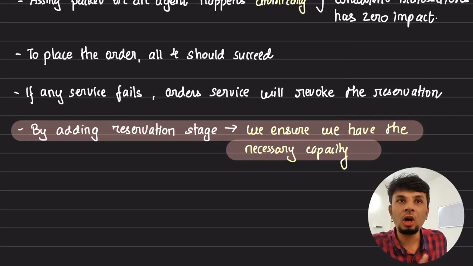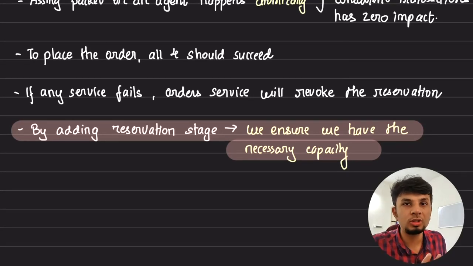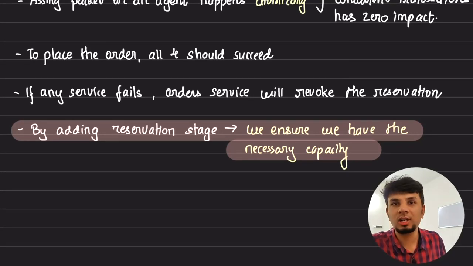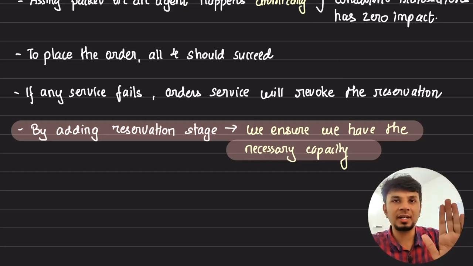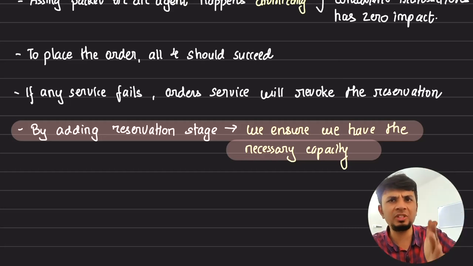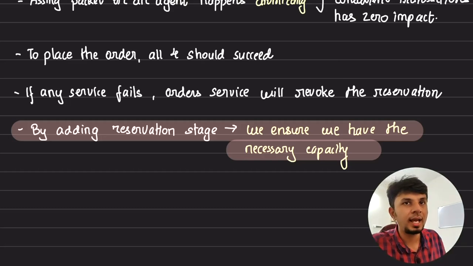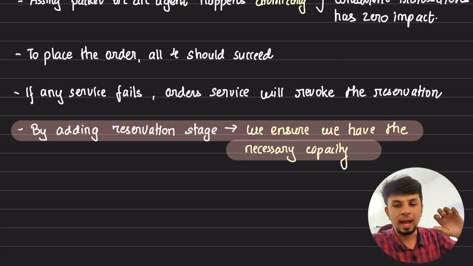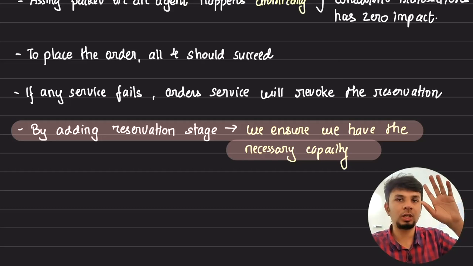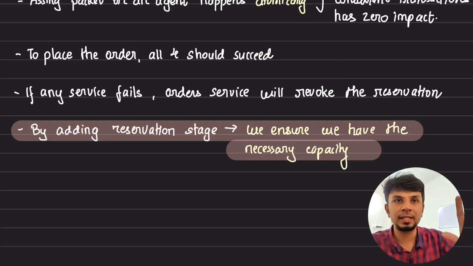To place the order, all four should succeed, right? Otherwise, you'll say order not placed. So end user experience is not getting hampered. Once you are very sure that you have food and you have a delivery agent ready, only then are you saying to the user, hey, I'm able to serve you or deliver the food to you in 10 minutes.